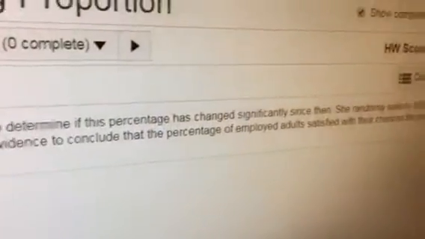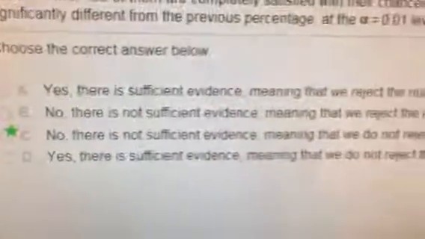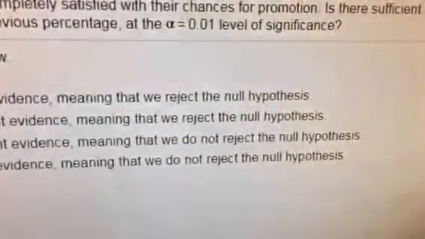Okay, so when I come back up here, let me find my question. Is there sufficient evidence to conclude that the percentage is different? We'd say no, there's not. There is not sufficient evidence, meaning we do not reject the null hypothesis. We did not reject it, we accepted it.